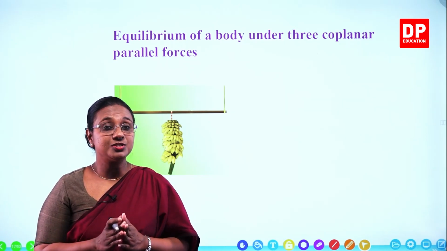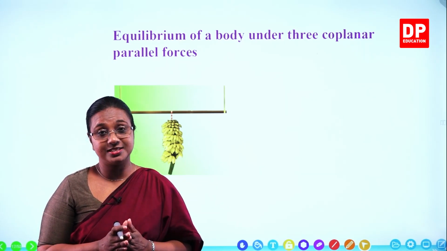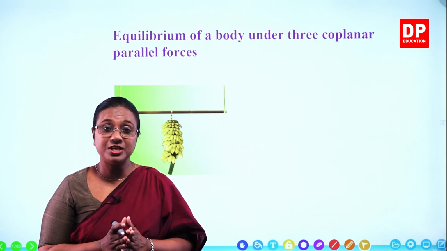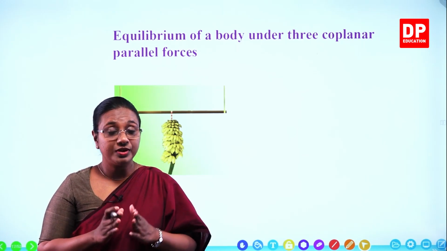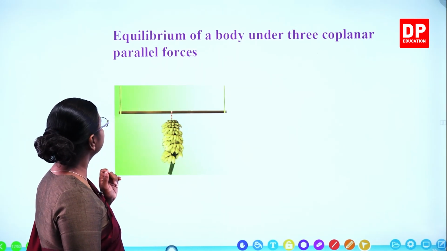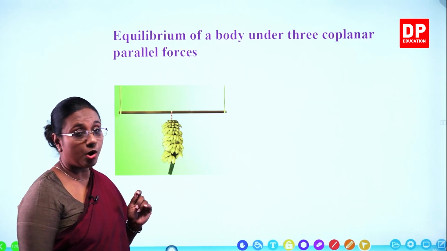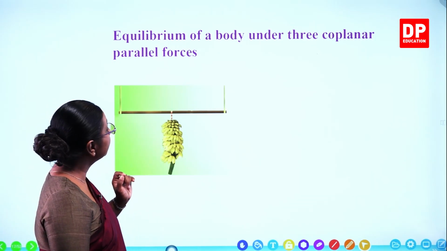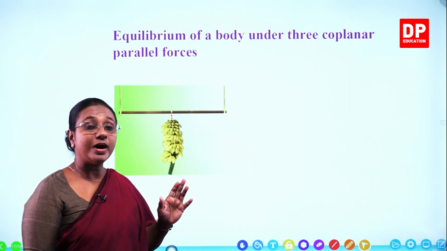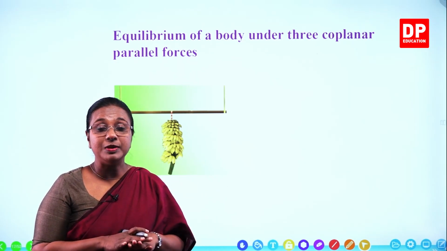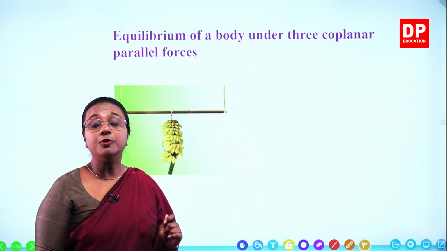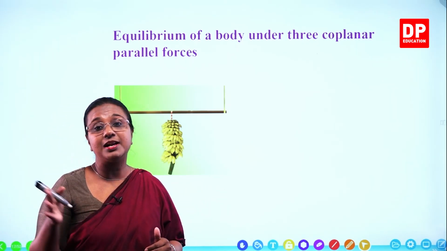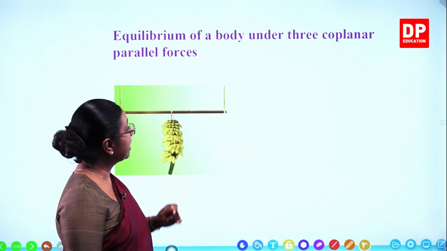And with that, we also discussed that there are different instances. There can be three forces or more than three forces under which an object is in equilibrium. So, in that sense, we will look at the second instance, that is equilibrium of a body under three coplanar parallel forces. You are familiar with coplanar parallel forces. What are they? All the forces have to be on the same plane for them to be coplanar forces. And when the line of actions are different and parallel to each other, we call them parallel forces.